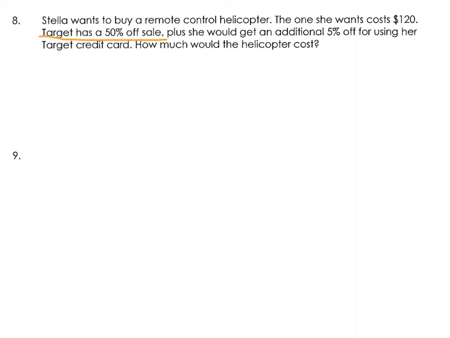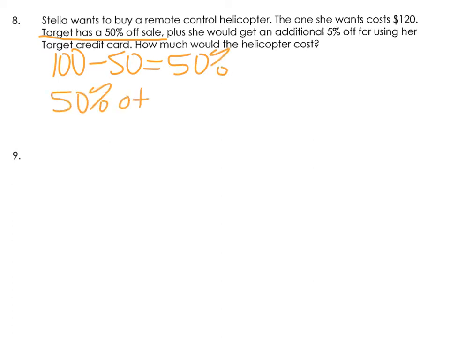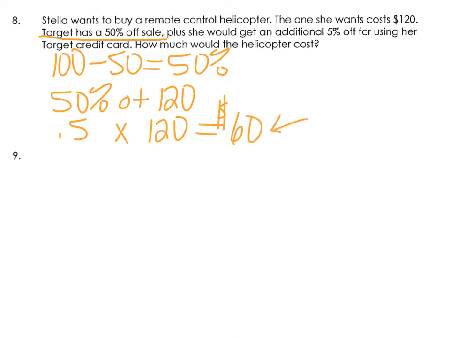So the original price is 100% minus 50% means what she's going to actually pay is 50%. So we need to know what 50% of the price is, which is $120. So translating this to a decimal, we have 0.5 of means times 120. And 0.5 times 120 is 60. So $60 is the price after the first discount.